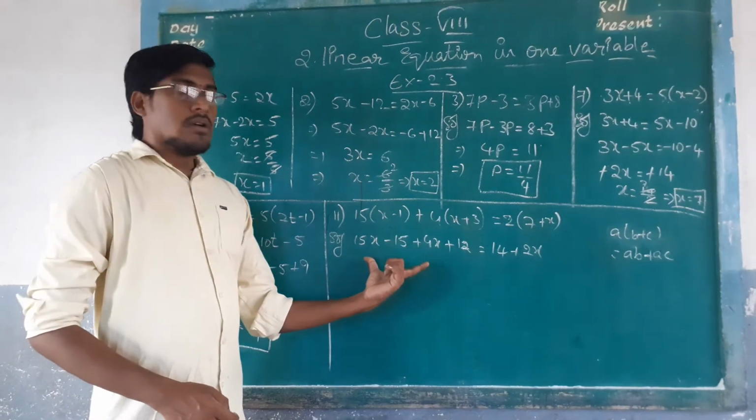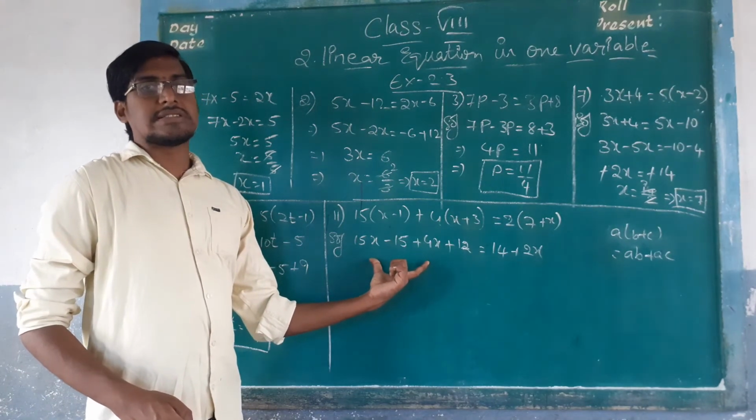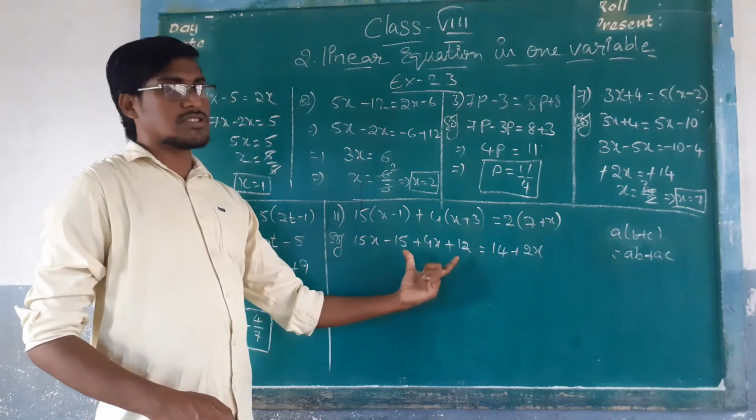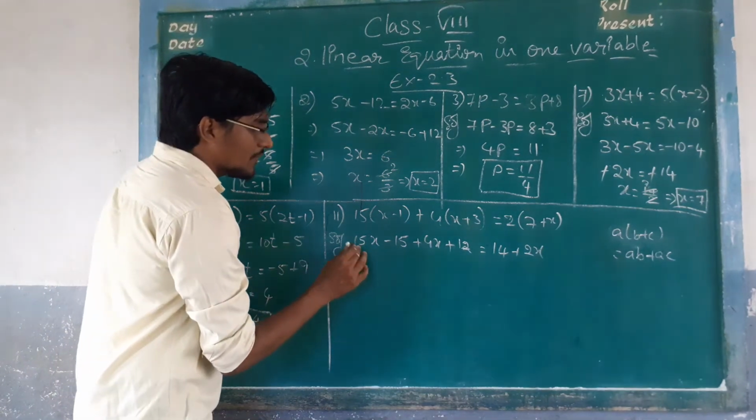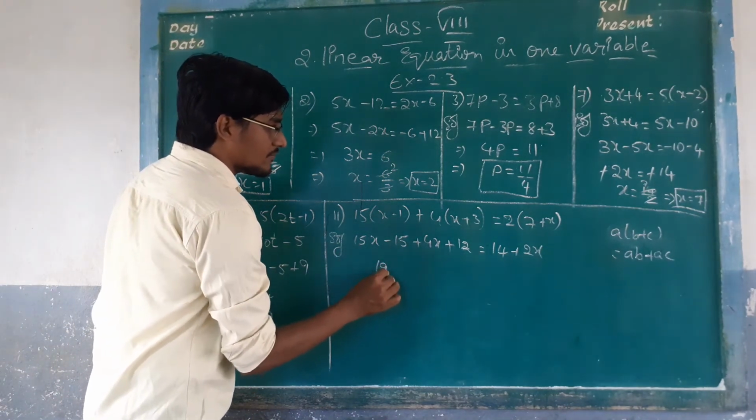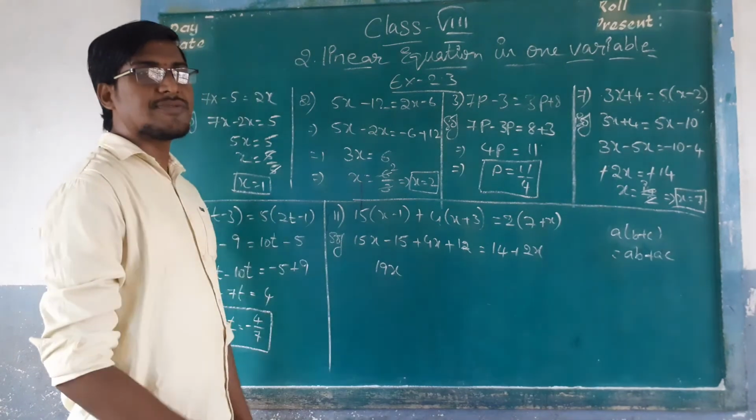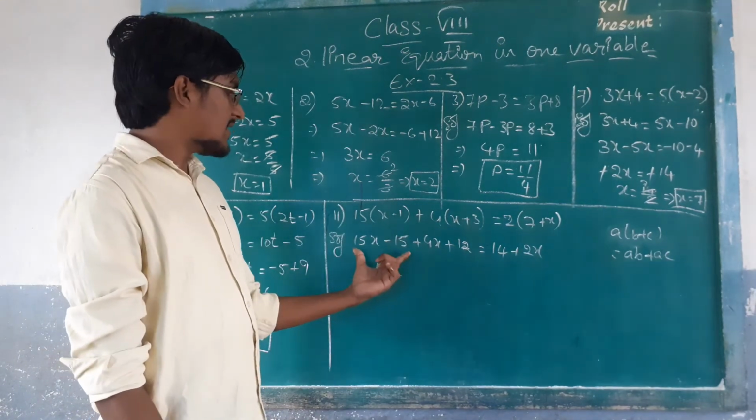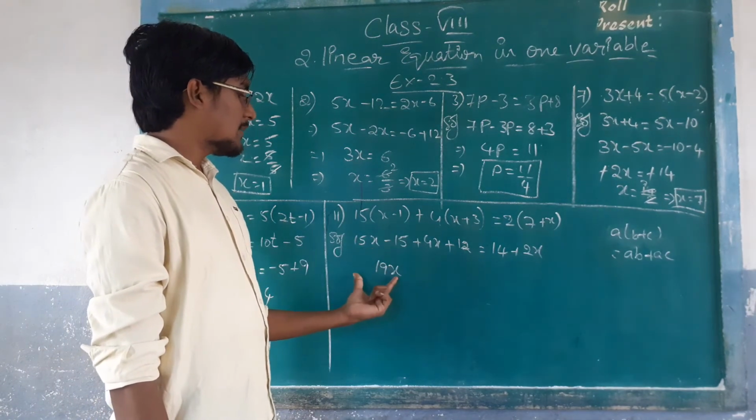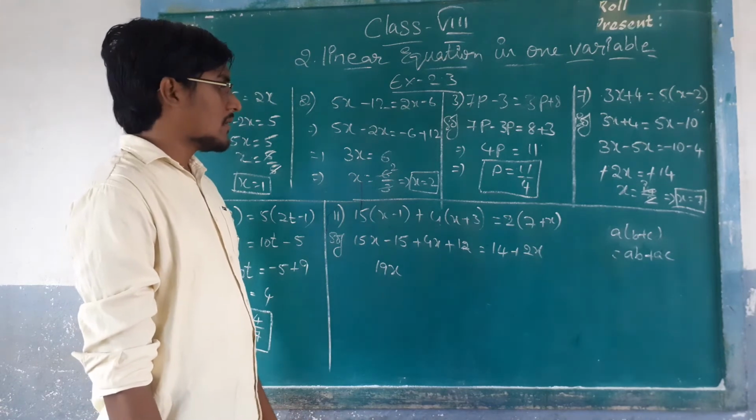So we have to add the variables and constant terms. Okay, so 15x plus 4x. What is the value here? 15x plus 4x.